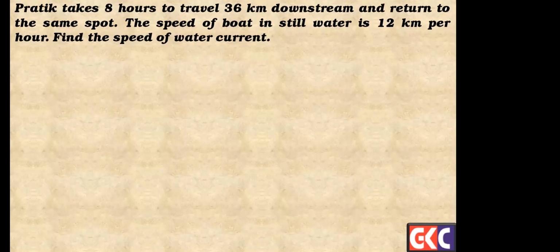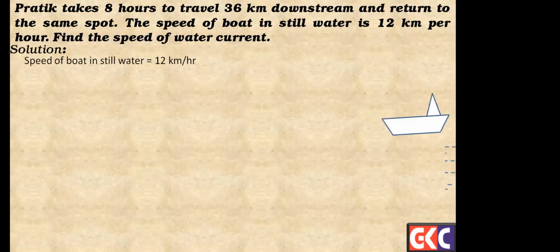Just try and understand this question, because here many times students get confused. ये downstream क्या होता है sir? ये upstream क्या होता है sir? And all. So just to understand this concept only, let us take one by one. Speed of boat in still water is 12 kilometers per hour. ये given है. Now what do I mean by this? Let us take an example.